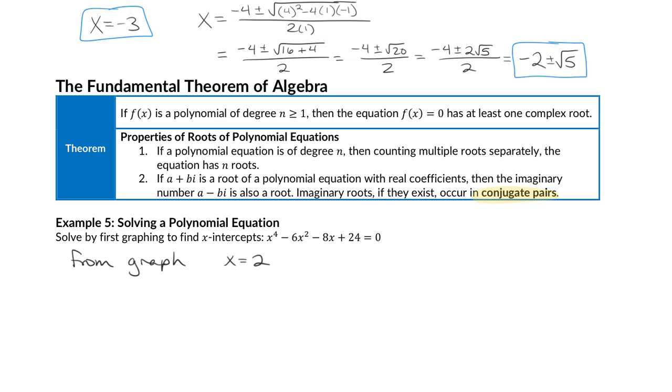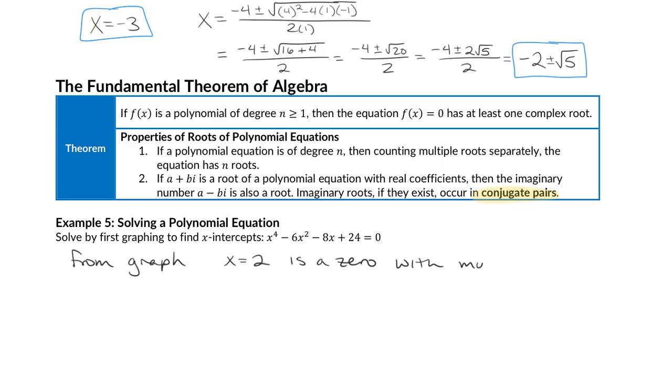From the graph, we see that x equal to 2 is a 0. Particularly, it's a 0 where the graph touches and turns around. What does that mean for us? It's a touch and go. It bounces. What's the multiplicity? 2.